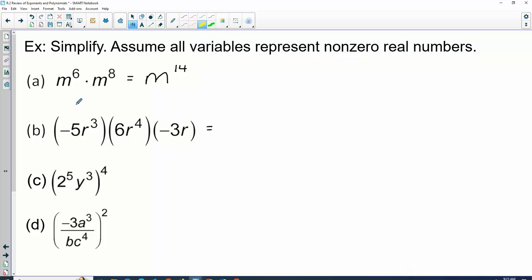When we're multiplying, we're going to multiply these coefficients together. So negative 5 times 6 times negative 3. So negative 5 times 6 is negative 30. Negative 30 times negative 3. And then with my r's, we would do what with those exponents? Add them. And if there's not an exponent written, what do we assume it is? So that becomes r to the 8th.